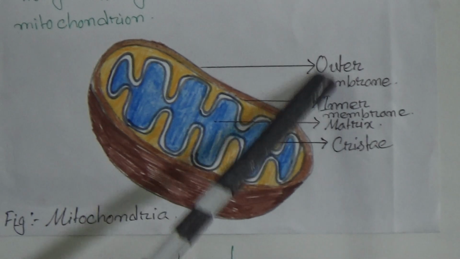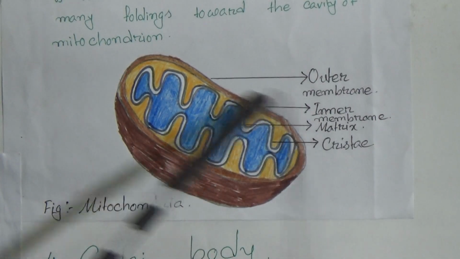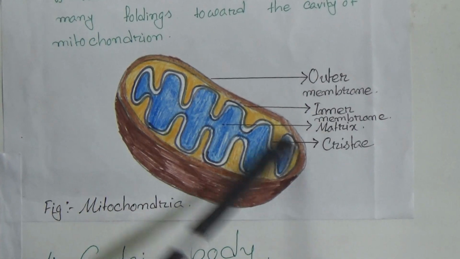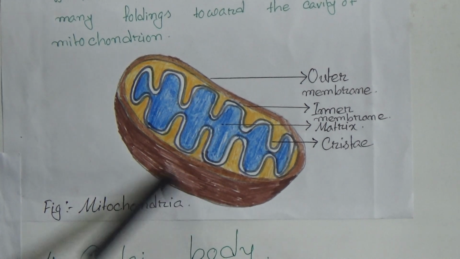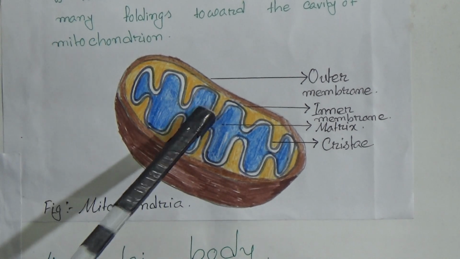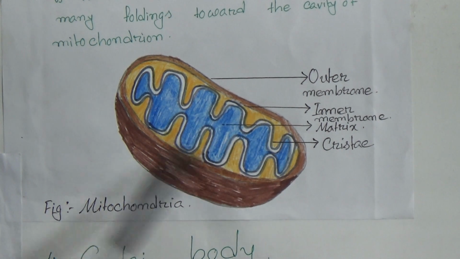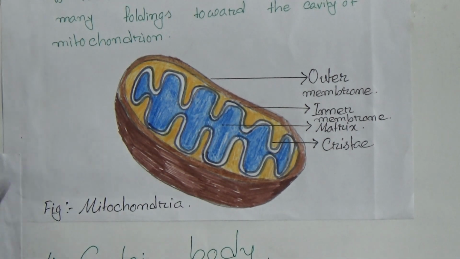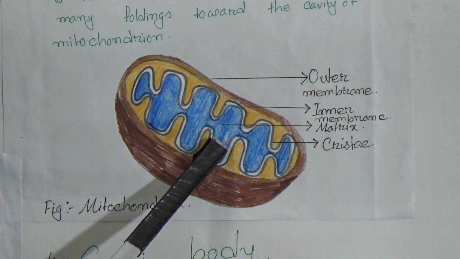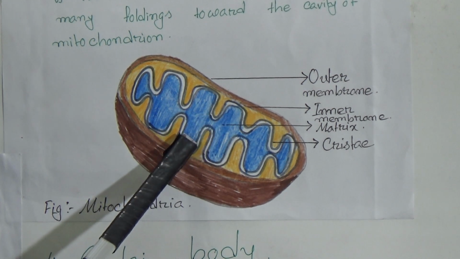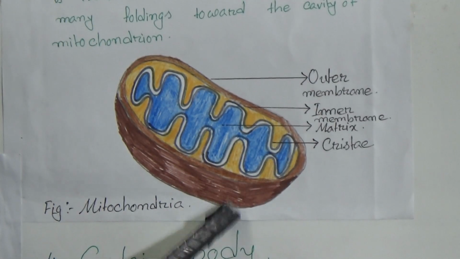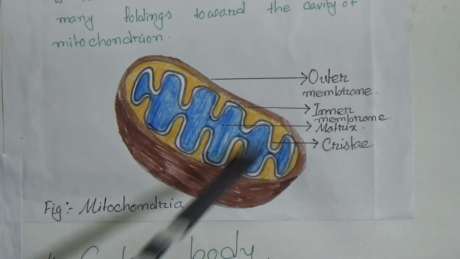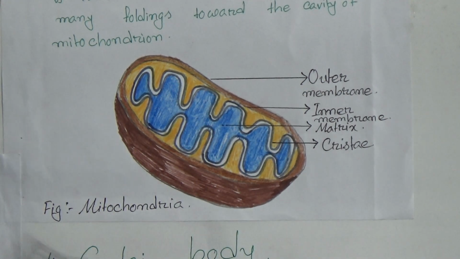One is the outer membrane and another is the inner membrane, and the mitochondrial inner membrane is folding inside. The inner jelly-like thing inside the inner membrane is called matrix, and the folds of the inner membrane are called cristae. So here is the figure of a mitochondria.